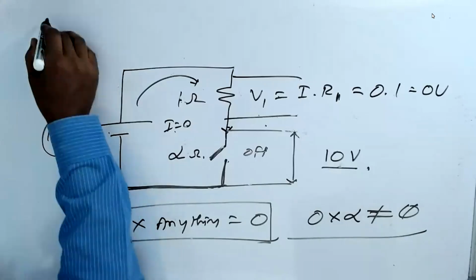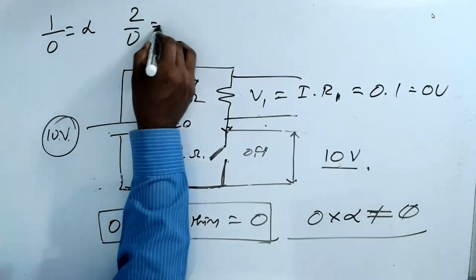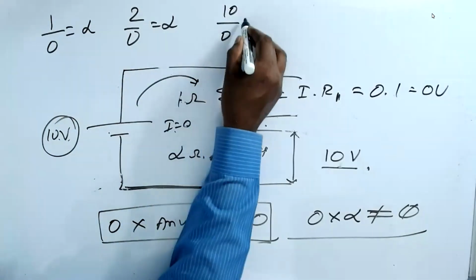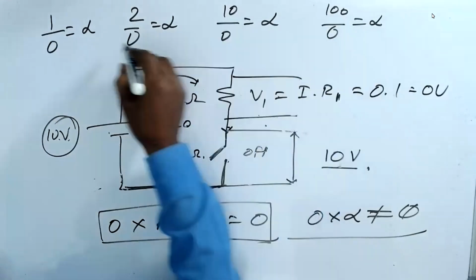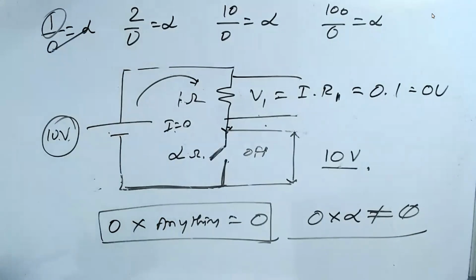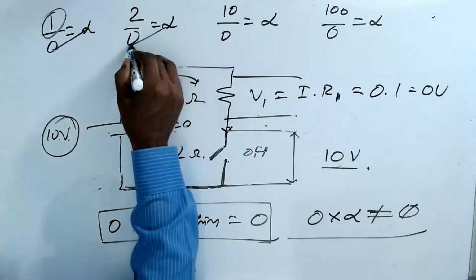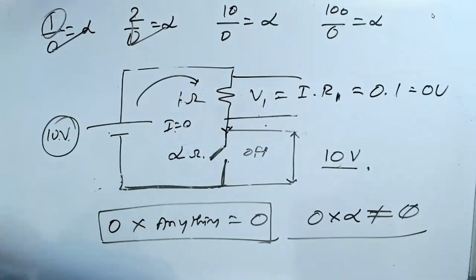Because 1 by 0 is infinity, 2 by 0 is infinity, 10 by 0 is infinity, 100 by 0 is infinity. So 0 into infinity can be 1, or anything. Undefined. Perfectly correct answer. I call it undefined. That means it could be 1 or 2 or 10 or 100 or minus 50. It can be anything.